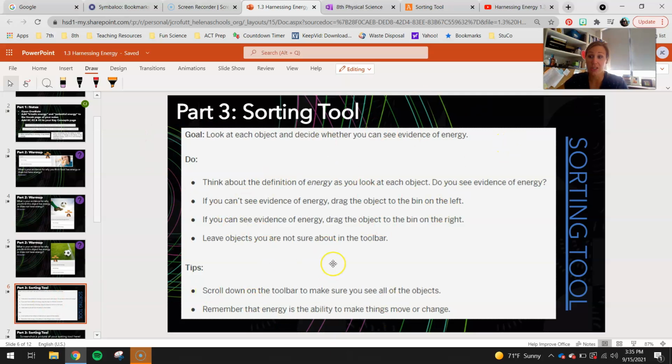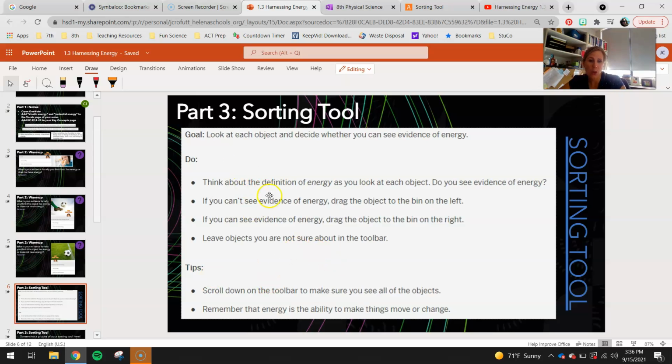So here are our instructions for this. Notice there's no question marks, so there's nothing we really have to fill out on this page, but that doesn't make this slide any less important. So your goal is to look at each object and decide whether you can see evidence of energy. So can you see evidence or can you not see evidence? It's not really asking us, does it have energy or does it not have energy? It's can you see evidence of energy? Can you not see evidence of energy?